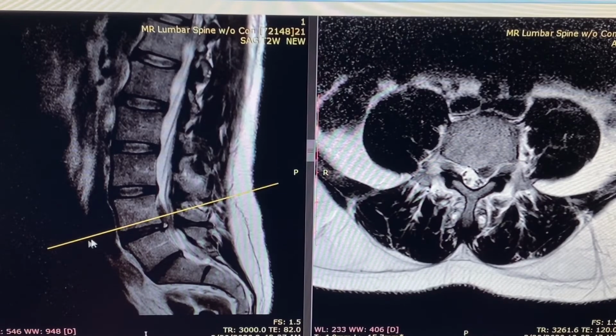You see where the yellow line is? That's just an indicator line of what level we're looking at. But you can see this disc here has some bulging here, but the one below it, really dark black. You see this lighter area here, and then this darker patch here. This is all disc material. So this disc herniated back this way, and then actually extruded or protruded up behind this bone here. So it went back and up.